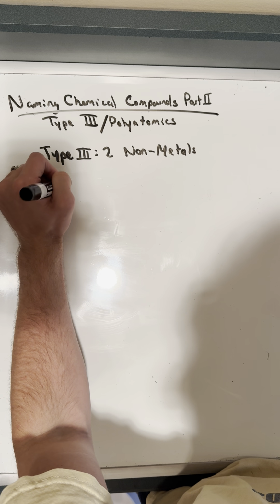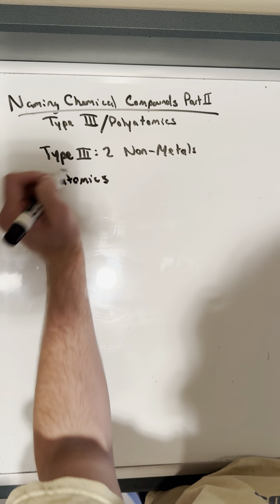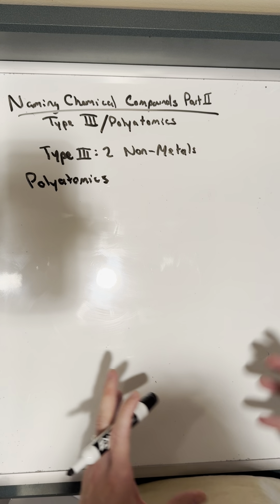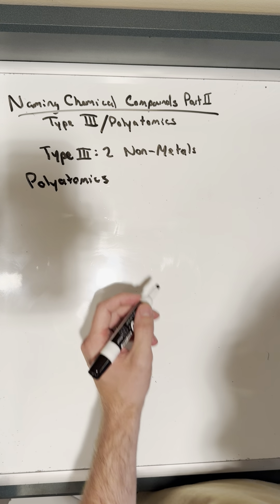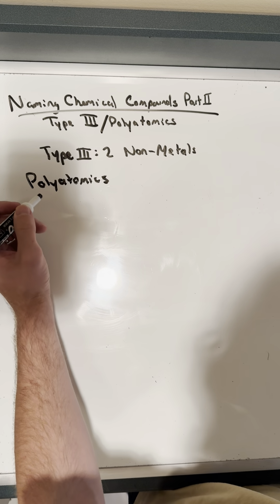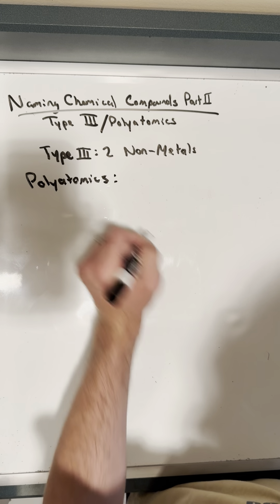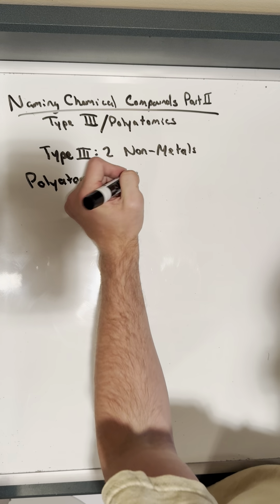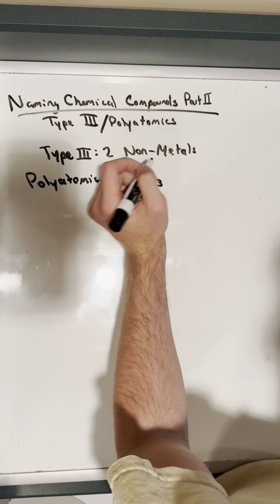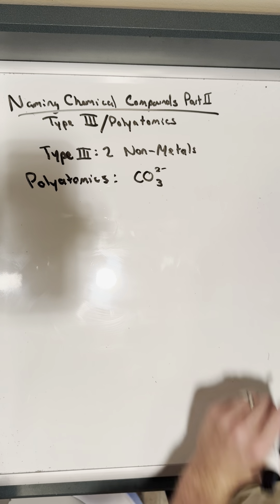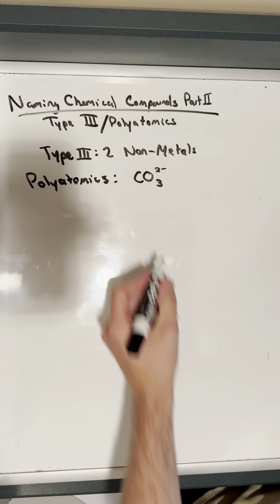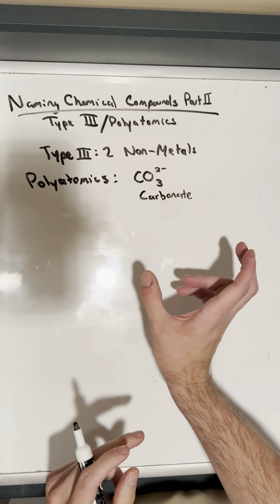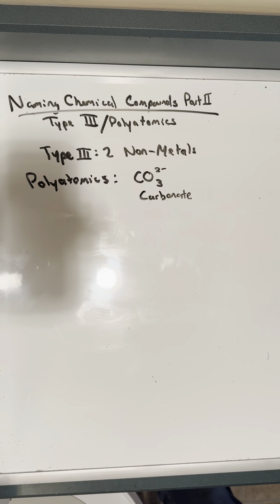Polyatomics are a special type of molecule, where a group of atoms act as a single unit. For example, you may have seen something like CO3, and sometimes you might even see its charge on there, CO3 2-. This is an example of a polyatomic ion, known as carbonate. If you see a group of atoms all bundled together and they have a charge, that means they're acting as a single unit.